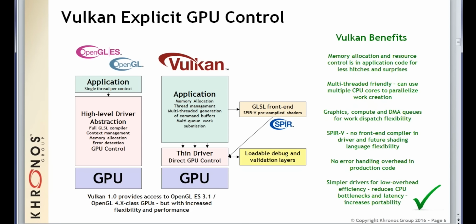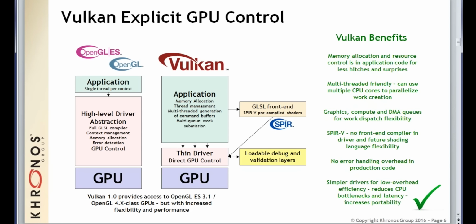So the advantage of having memory allocation and other resource management in the application is that a lot less code is hidden behind the black box abstraction. The application has total control, and it can decide when memory is allocated. So the application is going to get fewer hitches and surprises, so a smoother end user experience. Again, particularly important for things like VR.